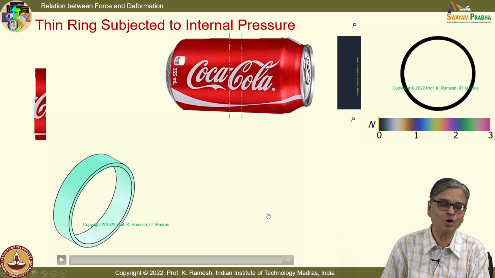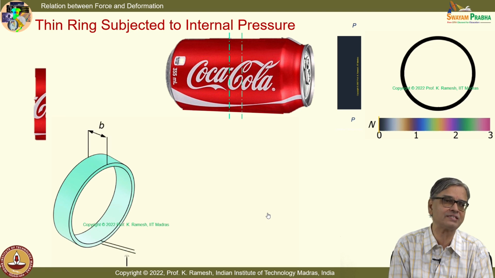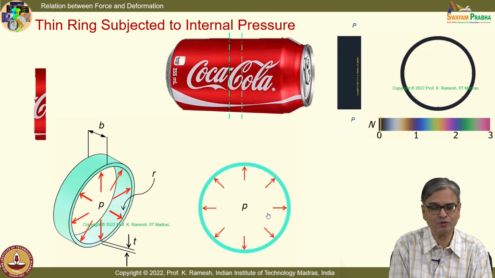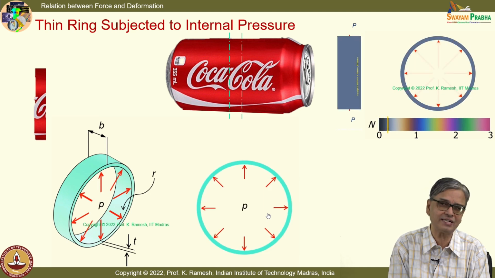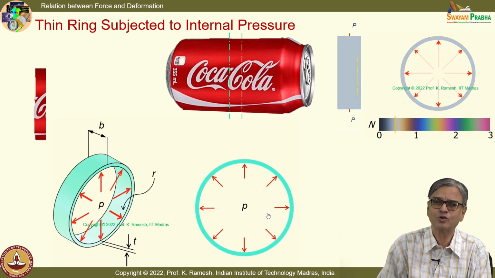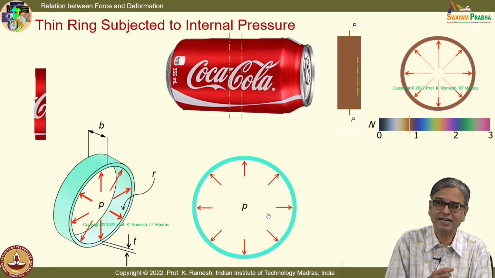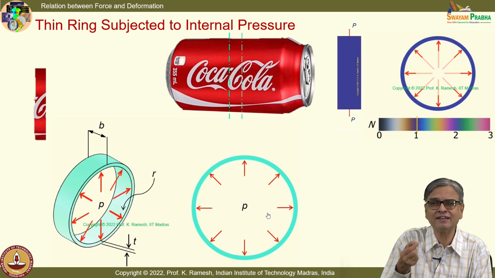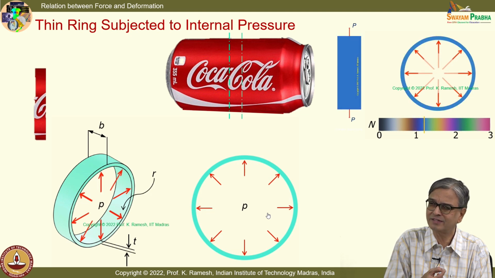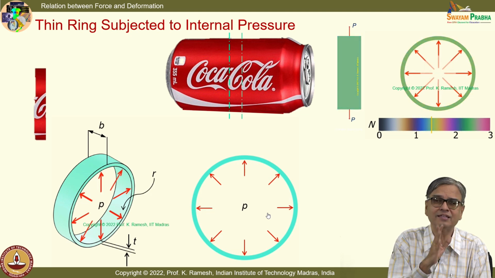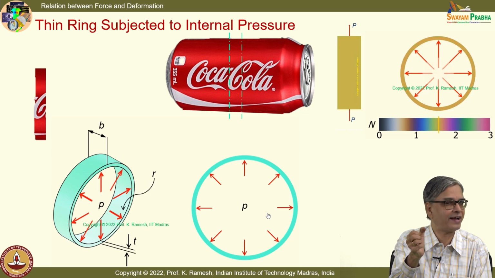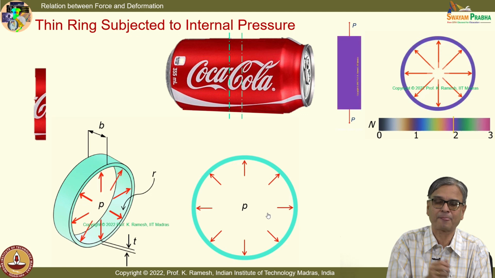And now we move on to another simple problem, which is again easy to handle at this stage without further development of the concept of stress. Many of you would have taken a Coca-Cola can, and that is what you see these days. It is a very thin sheet of metal. Once you have taken the liquid out of it, you can squeeze it with your hand. It is actually stable because of the internal pressure. So, it is a very thin cylinder.